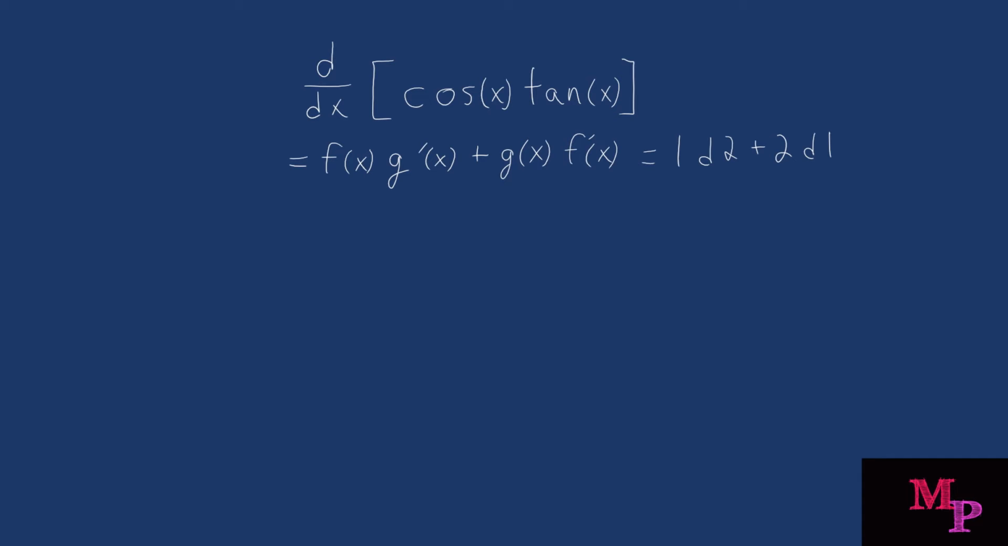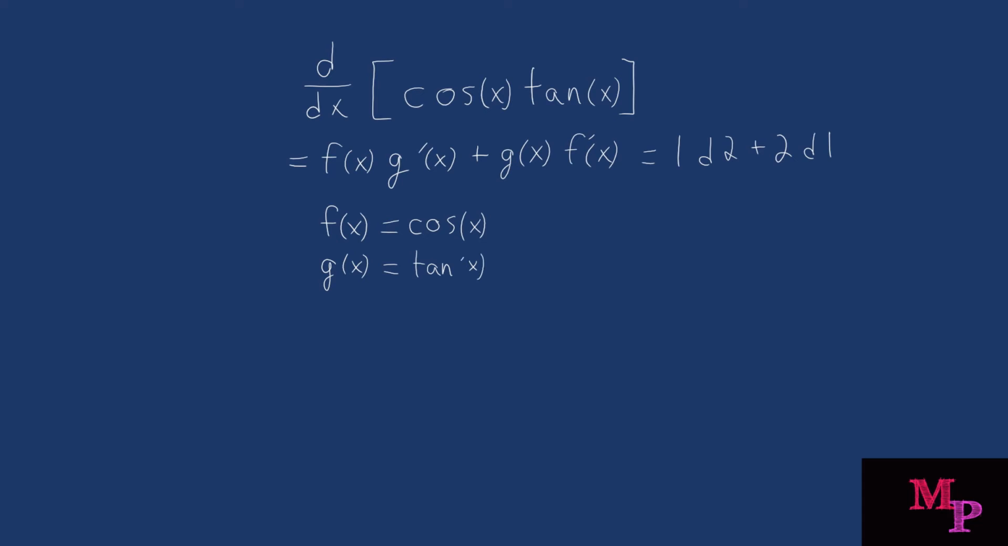So it's pretty straightforward. All right, so what I like to go ahead and do is identify your functions. So the first one is cosine of x. So let's go ahead and label that. So f of x is equal to cosine of x. Your second function is tangent of x. So g of x is equal to tangent of x.